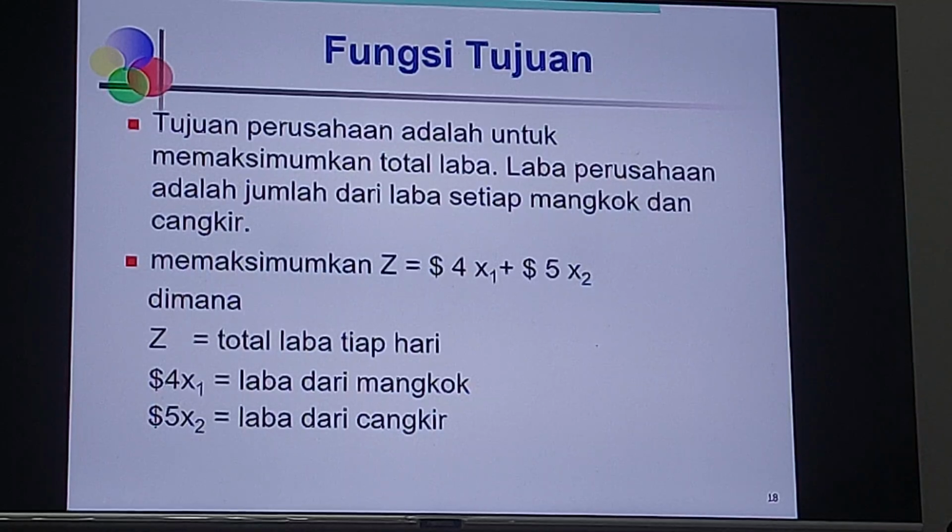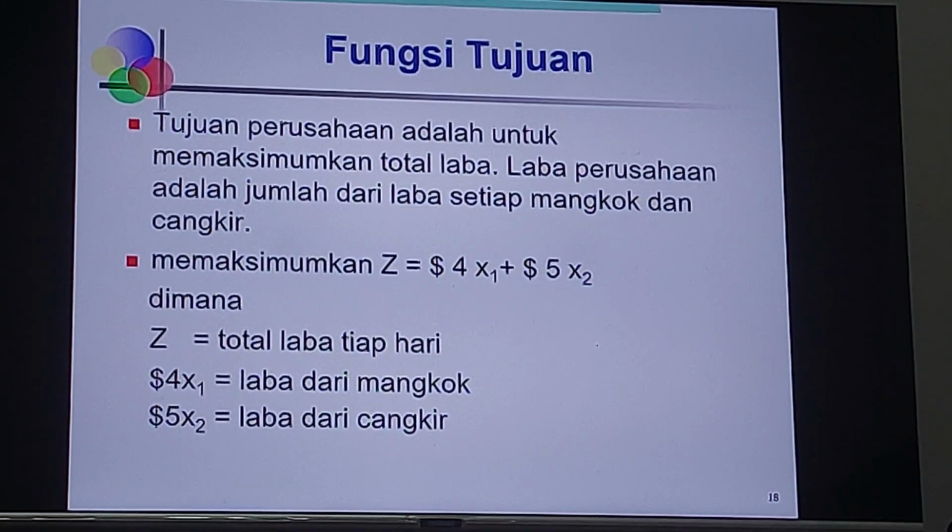X1 is how many bowls you make. If X1 is 1, that means you only make 1. If X1 is 100, you make 100 bowls. Multiply with the $4, then you get the profit. Also the X2, the profit of the cup. Okay. And Z is the total profit, which you want to maximize, right? So this is the objective function to maximize Z, and Z is 4x1 plus 5x2. Any question for this formula?